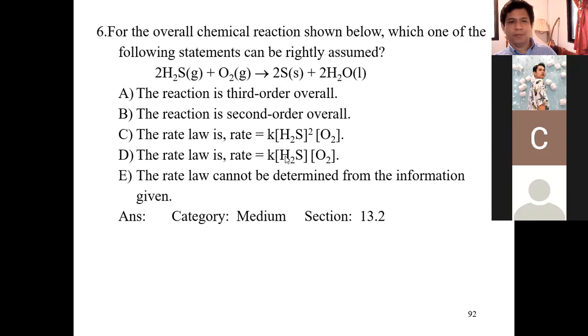Bakit, anong kaibahan ng D sa letter C? Kasi ito, eksakto doon sa stoichiometric coefficient. Ito, hindi eksakto. So, halimbawa sabihin ko K times H2S cubed. Di ba, pwede rin yun. Kaya, halimbawa, this letter D is actually the same as letter A. Anong difference ng A at saka D na answer mo?